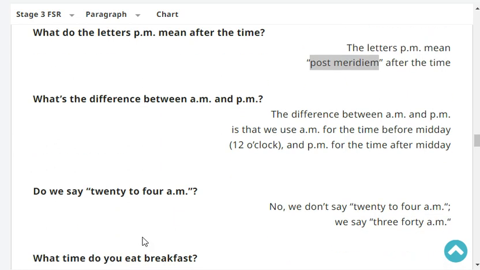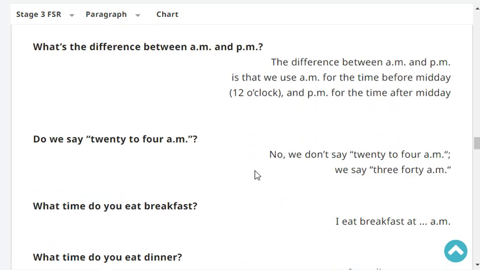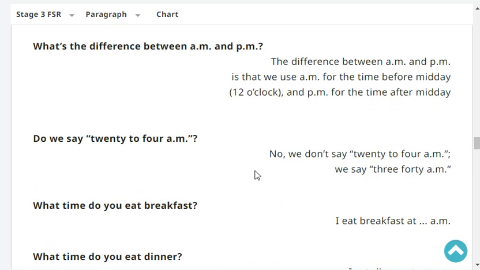The difference between AM and PM is that we use AM for the time before midday and PM for the time after midday. Very good. Do we say 20 to 4 a.m.?